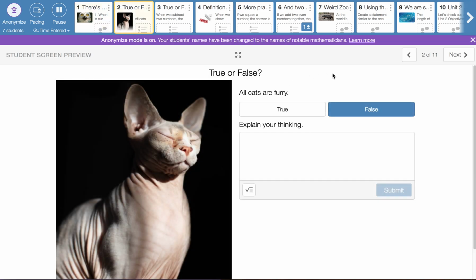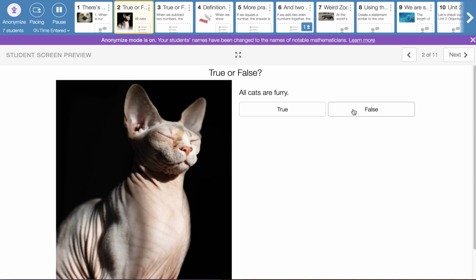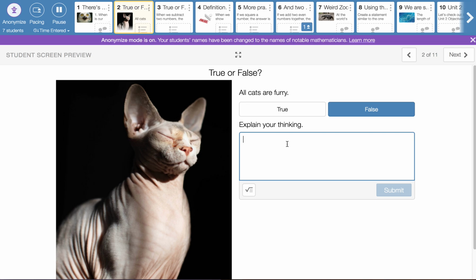Doing some work on true and false statements and counterexamples. All cats are furry. I put false. The picture over to the left is supposed to be one of those hairless cats. And so that would be a counterexample. But some classmates did say that cats are mammals and mammals have hair, and so they wanted to go with true. And I think we could be in an argument about that. That would be okay. I agree this cat probably has whiskers and probably little tiny hairs around its ears, things of that nature. And so if you wanted to argue that that was furry, I'd be okay with that too.